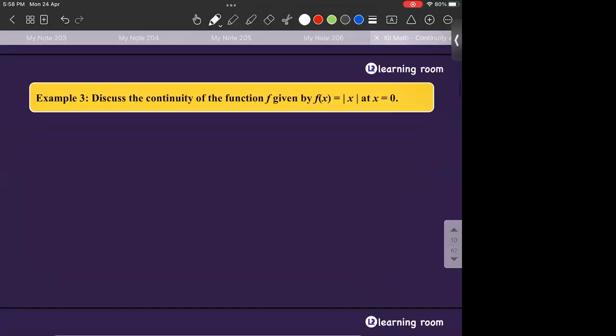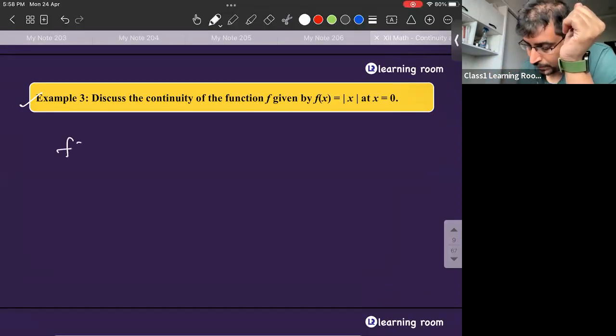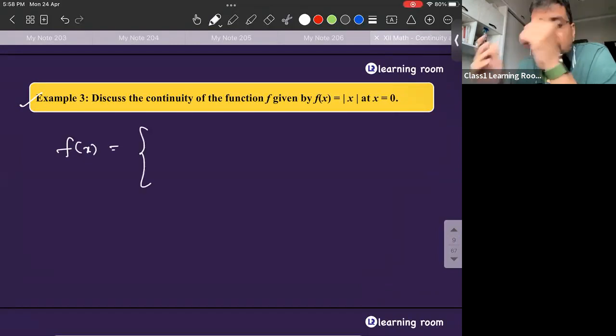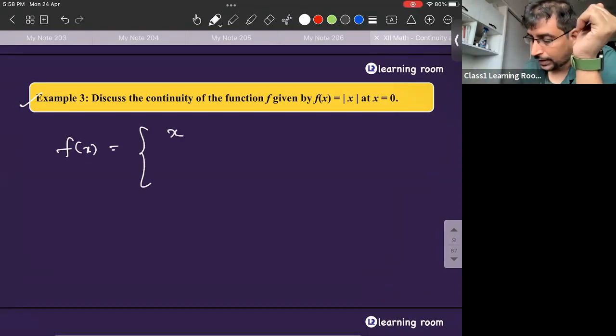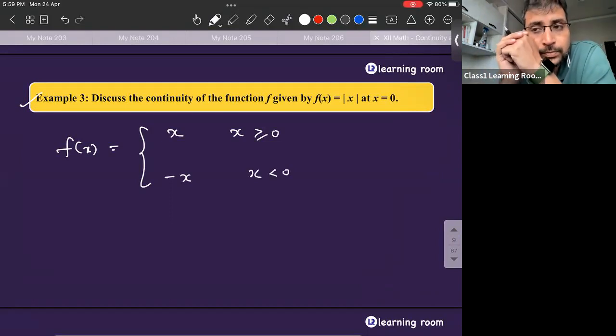See, for example, if I take this one, discuss the continuity of the function f, where f of x is equal to mod x. Then, the first thing that you need to do is define the function. f of x is equal to x when x is greater than or equal to 0, and negative of x when x is less than 0. Makes sense? So f of x is equal to x when x is greater than or equal to 0, and f of x is equal to minus x when x is less than 0.